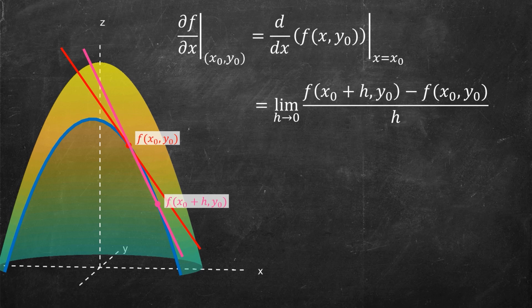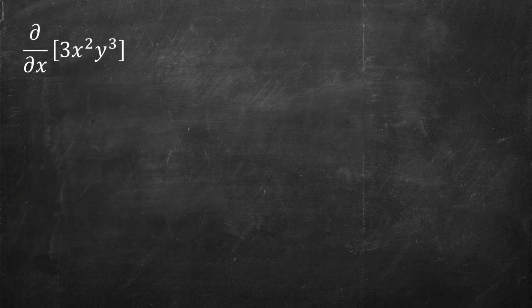And the change in the y values, the rise, is f of x naught plus h, y naught minus f of x naught, y naught. That's the change in the output values, the f values. And then the change in the input values, you went from x naught to x naught plus h, so you divide it out by h. So this is our formal definition of the partial derivative of f with respect to x in terms of limits. Let's investigate how to compute this thing.